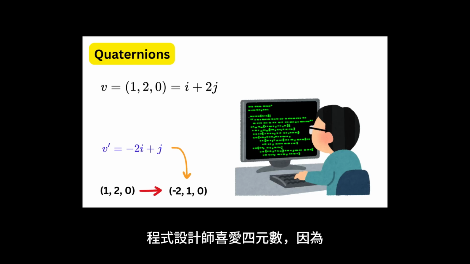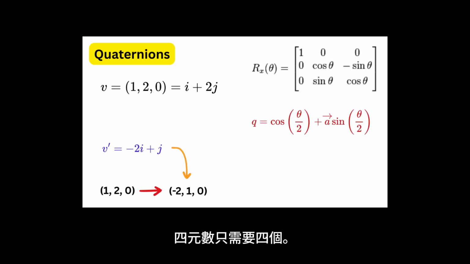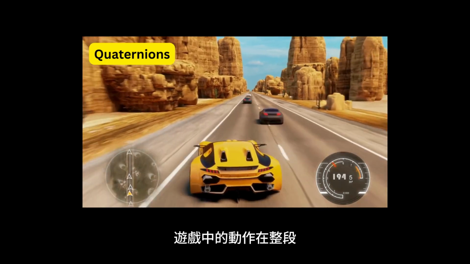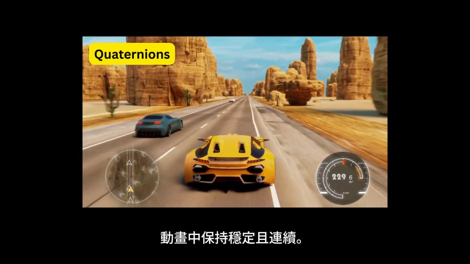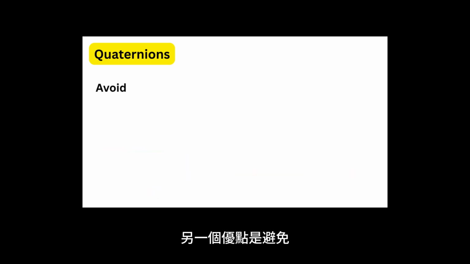Programmers love quaternions because they are efficient. A rotation matrix requires 9 numbers, while a quaternion requires only 4. The motion in games remains stable and continuous throughout the animation. This smooth behavior is one of the biggest advantages of quaternions. Another advantage is the avoidance of gimbal lock.